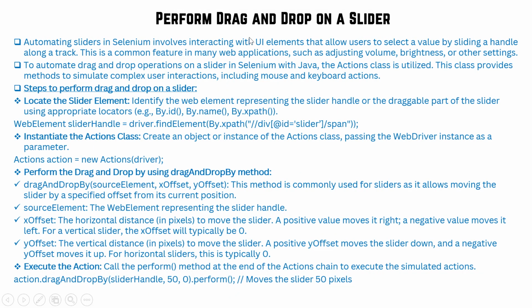So we'll try to do that dragAndDropBy on a slider. Automating a slider in Selenium involves interacting with UI elements that allow users to select a value by sliding a handle along a track. This is commonly featured in many web applications, such as adjusting volume, brightness, or other settings. You have already seen something horizontally or vertically. You have to slide it. Not two elements, only one element. You need to move it either top to down or left to right, like that. It's the same way we can do it, but you will be using the dragAndDropBy method, and at the end, execute.